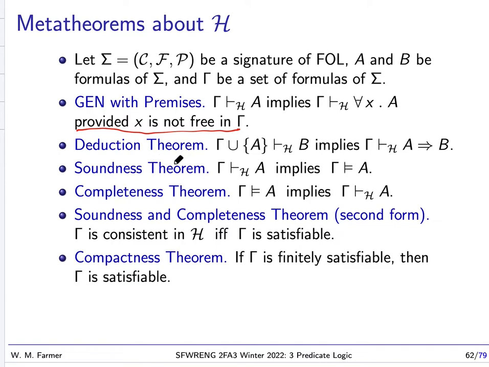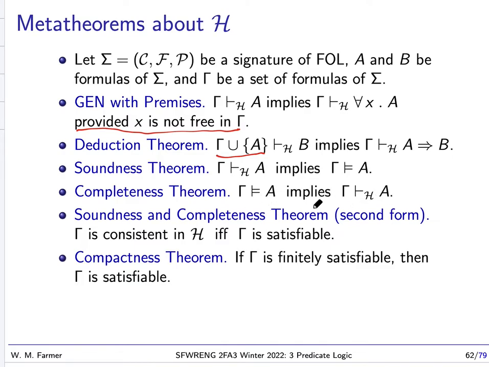Then we have some important theorems, a deduction theorem. If we can prove B from gamma with A, then we can prove A implies B from gamma. This theorem is very important. You'll see in a moment why this is important. And then we have the soundness theorem. It says syntactic consequence implies semantic consequence, and completeness says semantic consequence implies syntactic consequence.